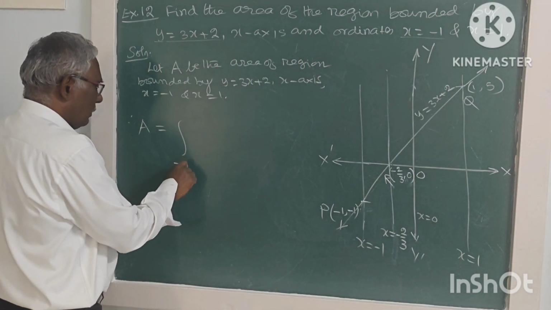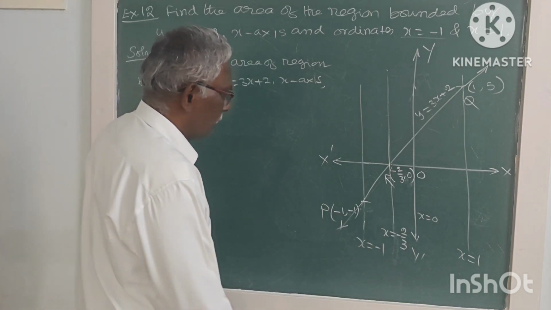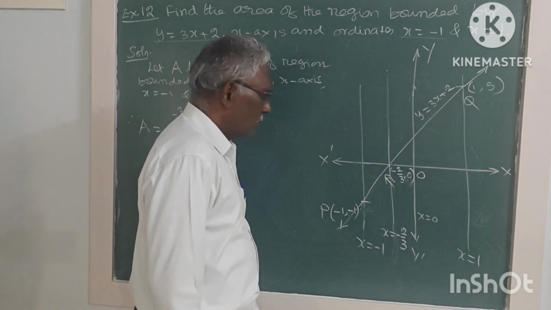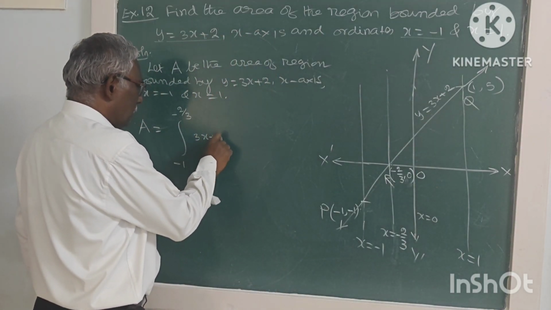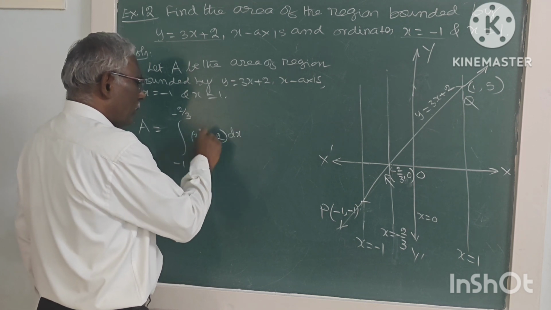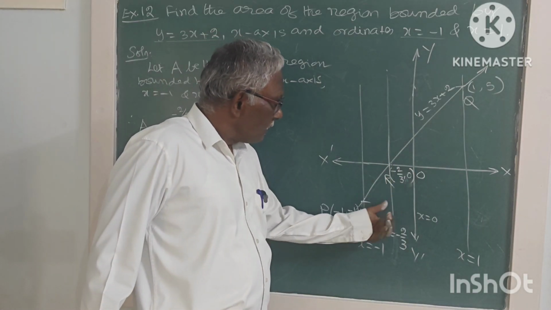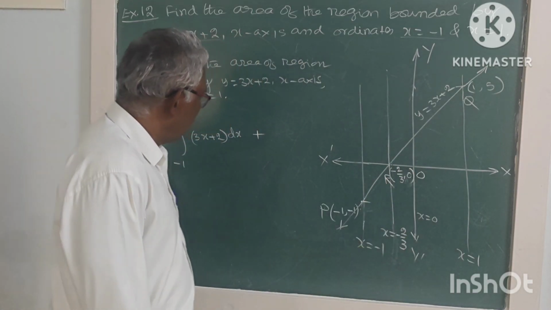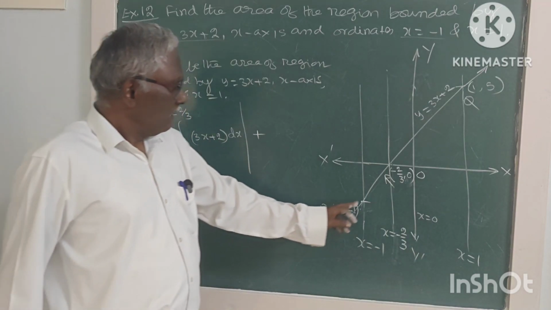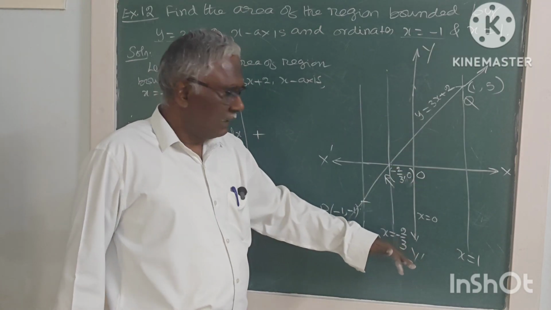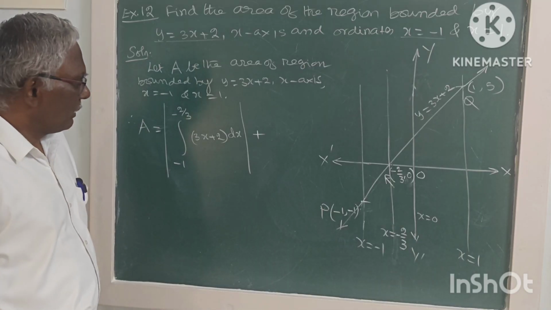So the integral from minus 1 to minus 2 by 3, the equation of this line is y is 3x plus 2, dx. But this part of the straight line is below the x-axis. So for this we have to take the modulus sign. You should not forget this, because part of this line is below the x-axis. So we have to take the modulus of that, because area cannot be negative.